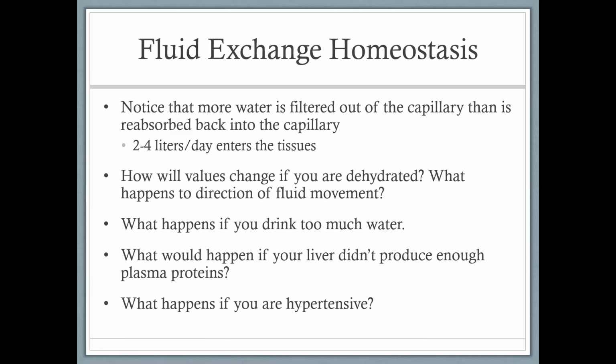So let's say that you have liver damage, like cirrhosis of the liver, some sort of problem. The liver's not producing enough plasma proteins. Is that going to primarily affect hydrostatic pressure or blood colloid osmotic pressure? Or what happens if you are hypertensive, if your blood pressure goes up? How is that going to influence these individual values?